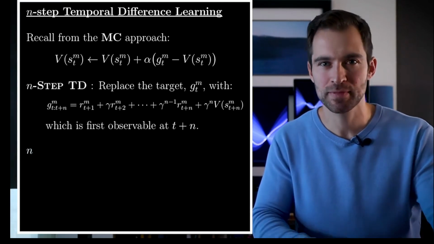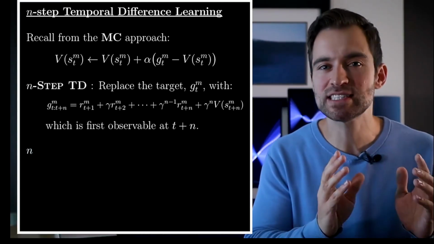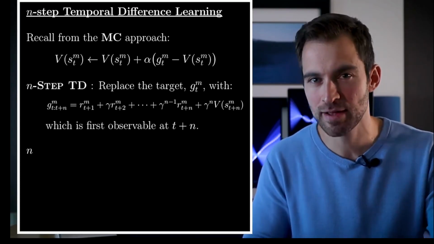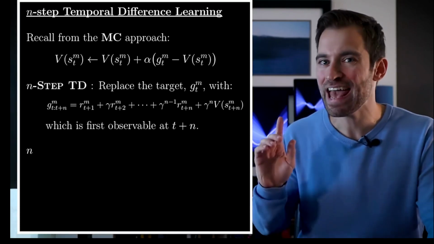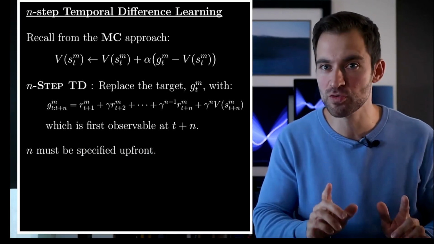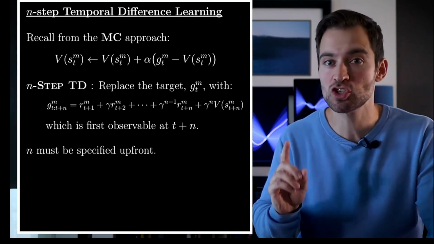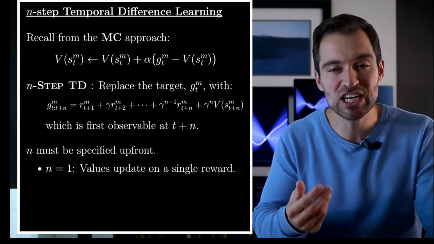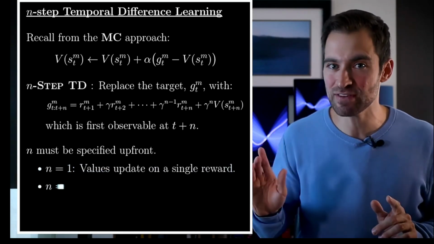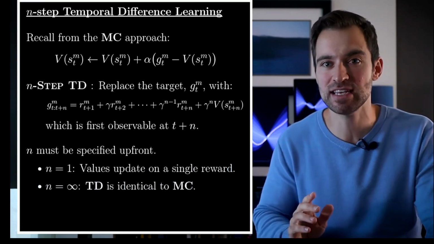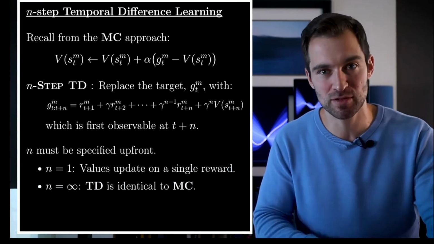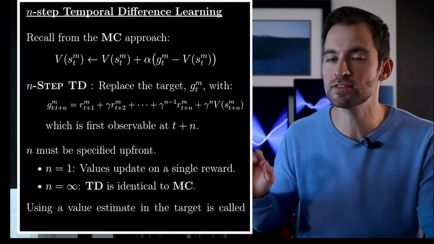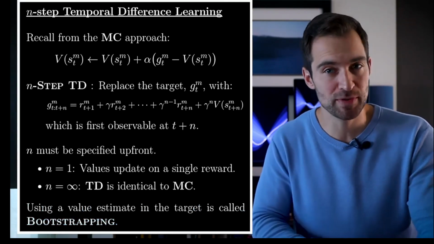Now let's talk about n. As mentioned, it sets the lag between the time of the state whose value is being updated and the time of the most recent observation. And it's worth emphasizing, just like alpha, n must be specified up front before you run the algorithm. If you set this integer to 1, the algorithm is very eager to make updates. Values are updated after each individual reward. If n is infinite, then TD is identical to MC, since the delay is always greater than the episode length. Also, some terminology. Using a value estimate in the target is called bootstrapping. As we'll see, bootstrapping has major implications.